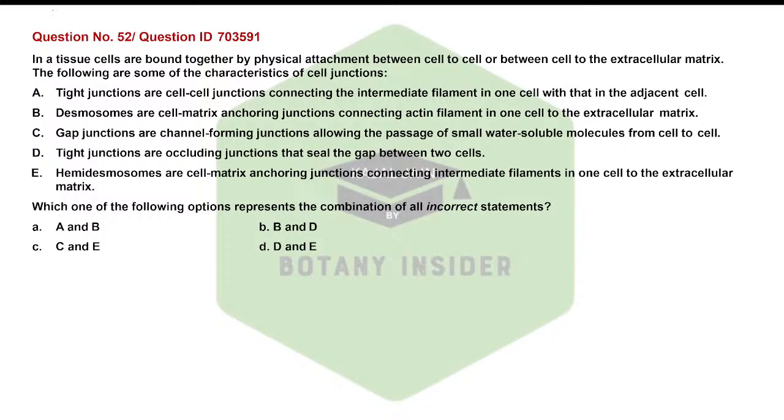Right? This is the first question for you all. Today, the major questions that I have taken up are from part C, that is 4 marker. So the first question is from cell adhesion molecules. In the tissue, cells are bound together by physical attachment between cell to cell or between cell to the ECM. Following are some of the characteristics of the cell junctions. Which of the following combinations represents all the incorrect statements? You need to find out which of the following are incorrect. So try the question, everyone. Try it out.